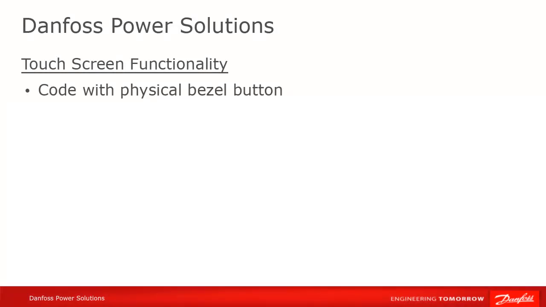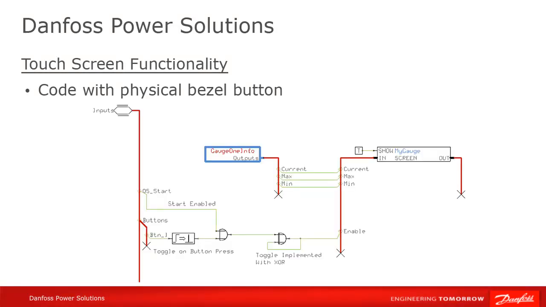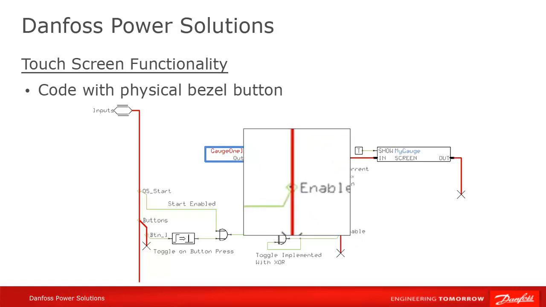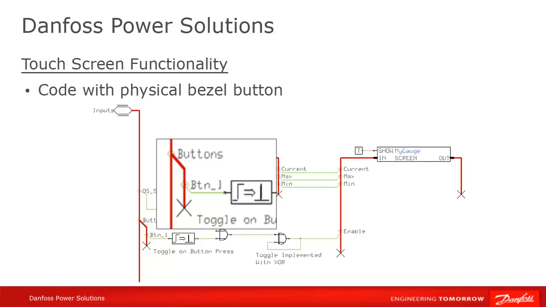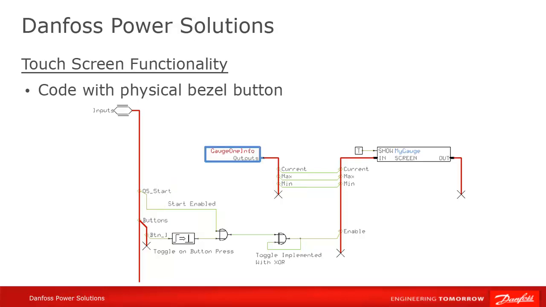Here's our original code. We have an enable signal on a gauge in our display screen. Clicking physical button 1 on our display will activate and deactivate the gauge. When it is deactivated, the gauge setting will drop to 0. So let's say we wanted to change our program so that instead of clicking on the button, touching anywhere on the gauge itself toggles it off and on.